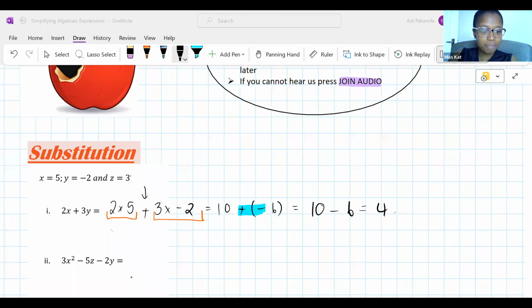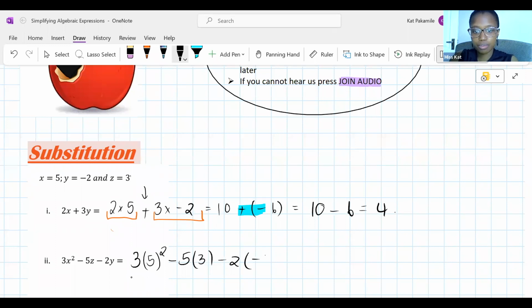Okay, tell me. So I'm going to say 3, and then there where I have X, what should I substitute? You need to substitute 5, like 3 times 5 squared. Beautiful. And then -5. What do I put there where we have a Z? 3 minus 2 times -2. -2. Beautiful.